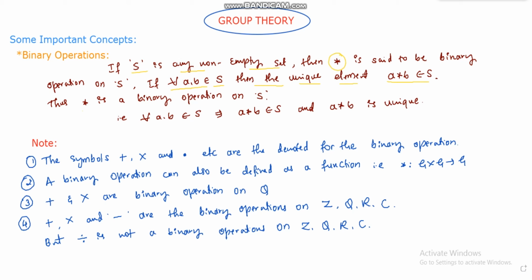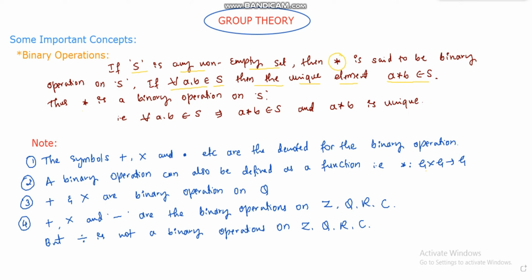And also we know some important notes about binary operations. The first one: the symbols addition, multiplication, dot, etc. are denoted for binary operations. The second one: a binary operation can also be defined as a function, that is, a function from G cross G to G.